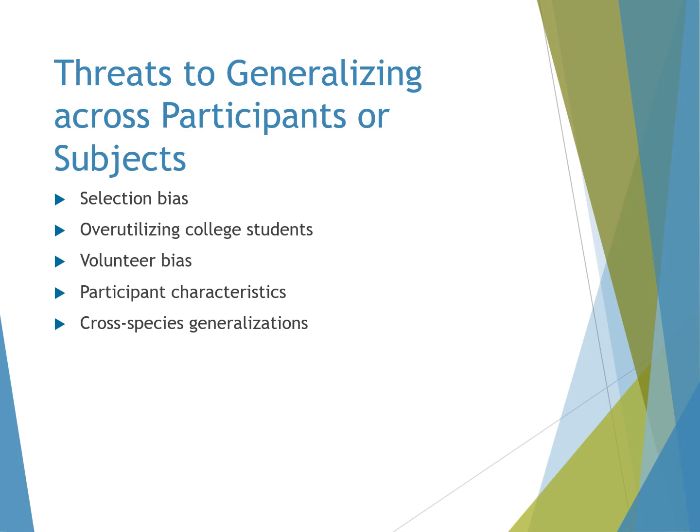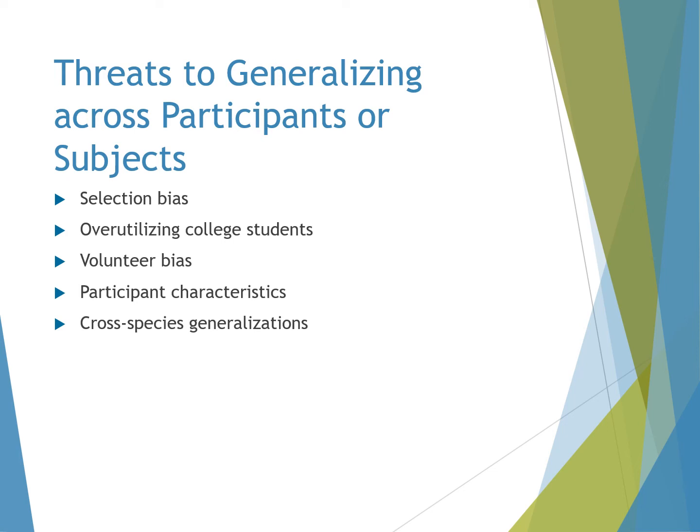So when we're thinking about threats to generalizing across participants or subjects, we're talking about to what extent the research can be generalized to individuals who differ from those who participated in the study. There are a couple of different ways this might happen. One is selection bias. Maybe our sampling procedure favored the selection of certain individuals, and our sampling didn't accurately represent the population, particularly if we're using a convenience sample.